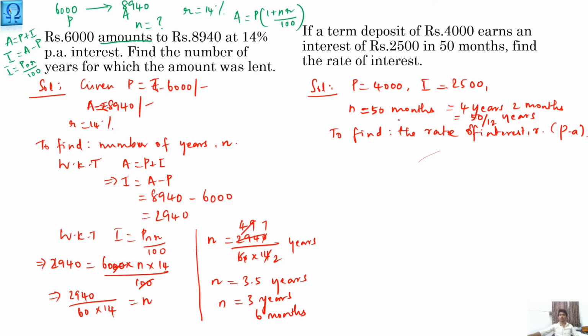So when you have 12 months and when you divide this by 12, that is the number of months in a year, that is going to give you a year. So it may be simply written as 50 upon 12 years. Now, what should we find? We have to find the R value.